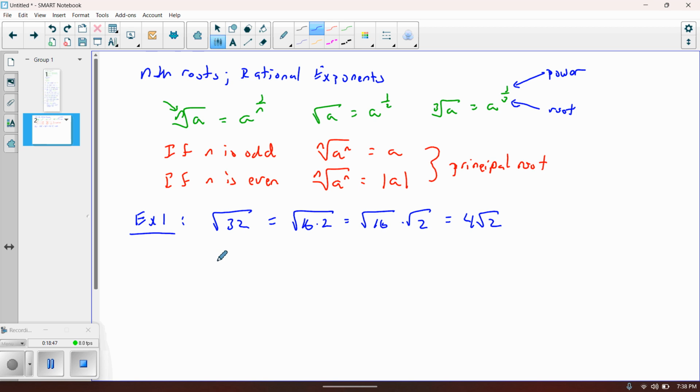We can do the same idea if we take the cube root of something. Let's take the cube root of 16. 16 is not a perfect cube, but there are perfect cubes that multiply into 16. So that would be an 8. So we could separate that to be 8 times 2 underneath the cube root, which then can separate to be the cube root of 8 times the cube root of 2. And the cube root of 8 is 2, so we get 2 times the cube root of 2.